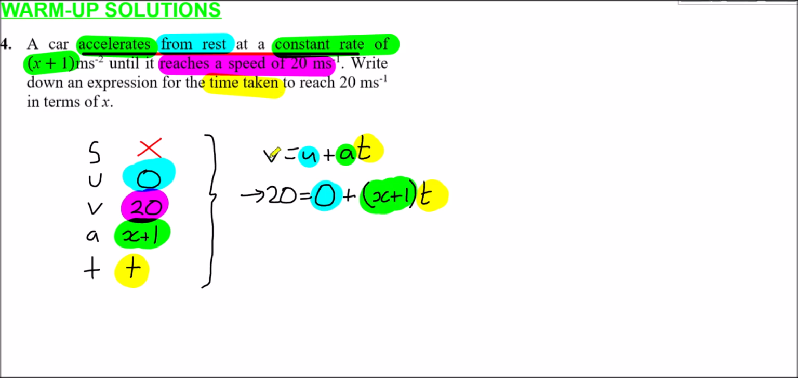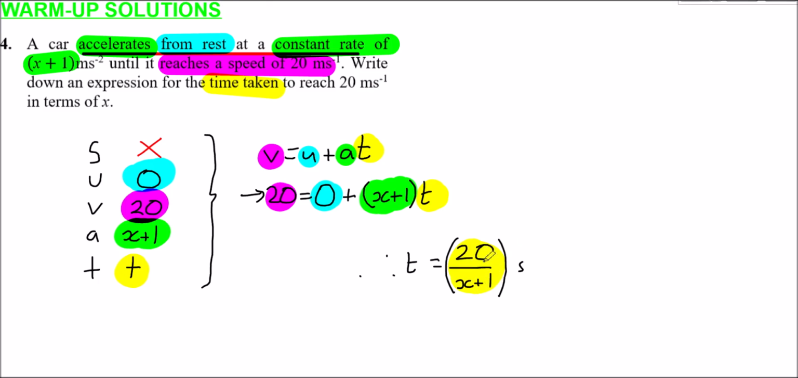Now all we need to do is rearrange this. So therefore, t is going to be 20 divided by x plus 1. I suppose we could include units with this. We've got meters per second, so the units of time are going to be seconds. So t equals 20 over x plus 1, which makes sense in a way.